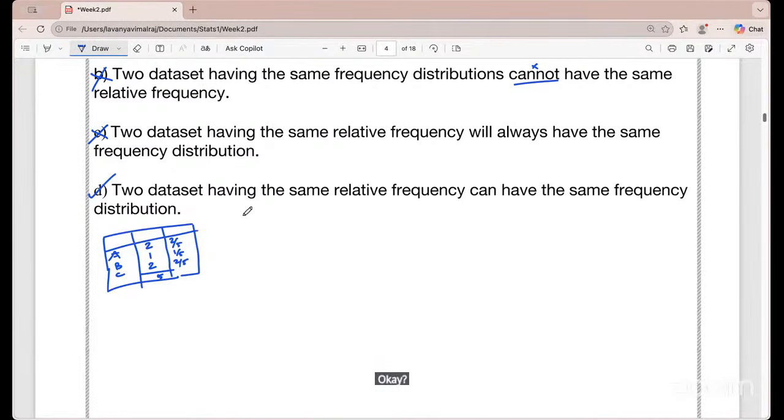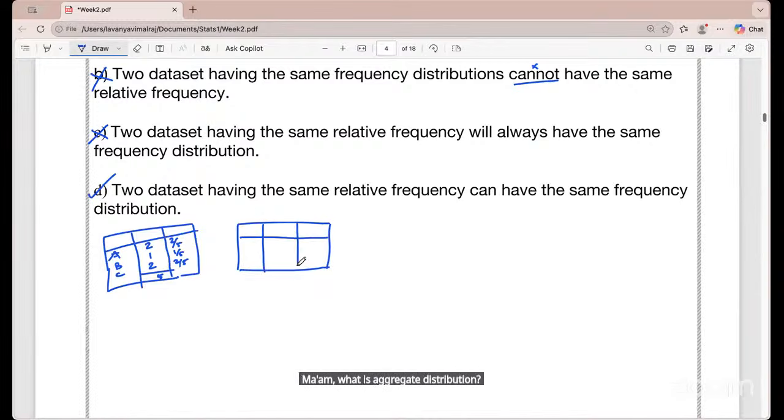Now let us say you have another data set. In this case, you are going to have a bigger one. The size is going to be more. Ma'am, what about aggregate distribution? Where did you see this term? Ma'am, in the graded assignment. Oh, okay, fine. We'll see that maybe after some time.